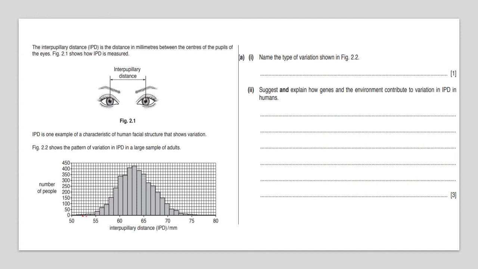Suggest and explain how genes and the environment contribute to variation in IPD in humans. So when it comes to continuous variation, you always know that there are many genes that affect that characteristic or that trait, and all of these genes have an additive effect and they interact with each other. Also, you can say things like the environment can affect gene expression, for example, diet, and we covered this on the slides, by the way. So if you haven't watched the videos on chapter 17, this is a good time to go and do so. But things like diet, access to nutrition, and all of those things can affect the variation or can contribute to the expression of certain traits in organisms.